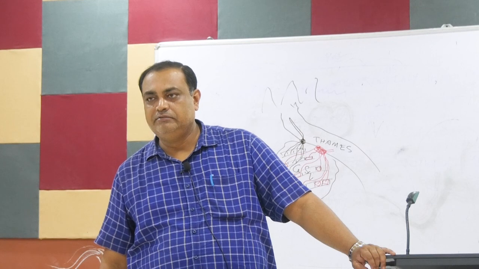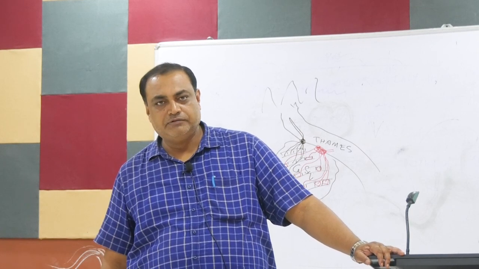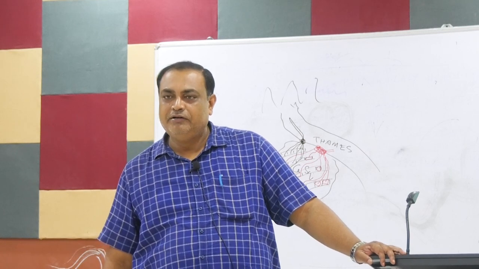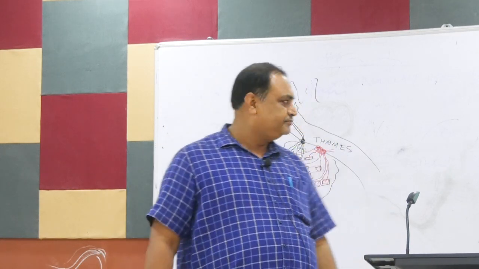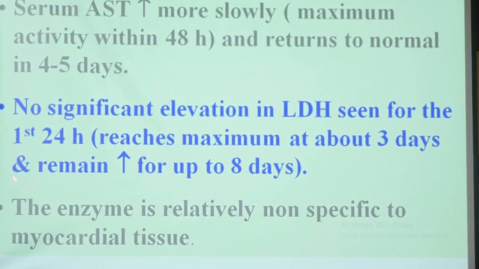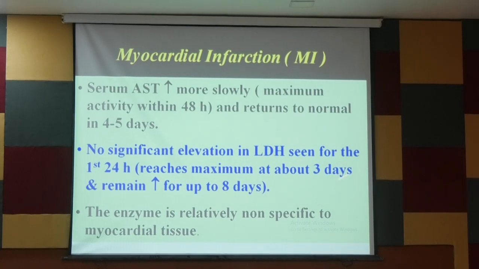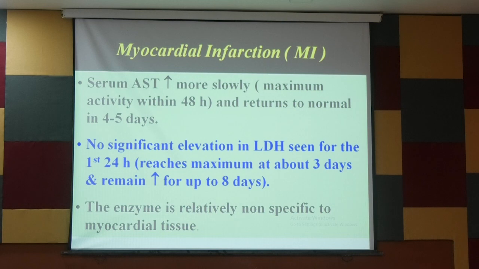After 4 days, how do you know? Which enzyme do you test for? CK? No. CK should have been normal by that time. Only AST and LDH are left. Okay? No significant elevation of LDH is seen for the first 24 hours. It reaches maximum at about 3 days and remains elevated for 1 week.